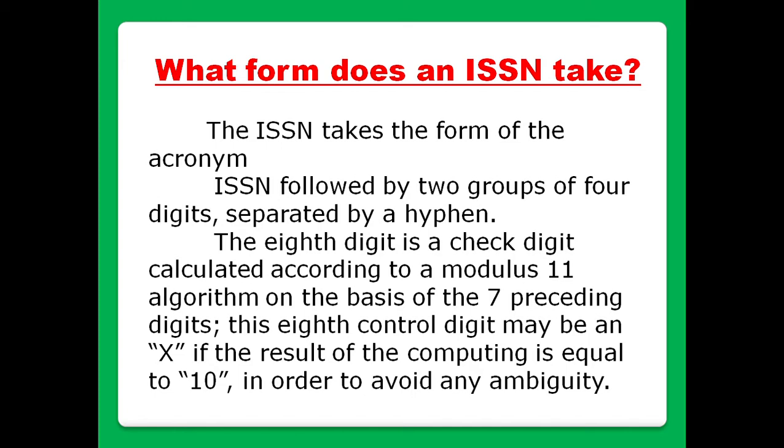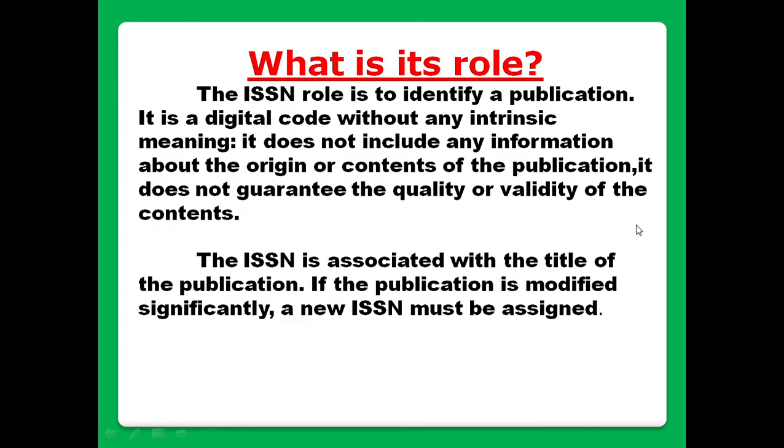So ISSN is followed by two groups of 4 digits, as I told you. The 8th digit is a check digit calculated as a modulus. Everything is in modulus; even ISBN is also in modulus. At last, the digit will be 10, our number will be there. Now, why do we want that? What is the role of this? The role is that it gives you a digital code without any meaning.